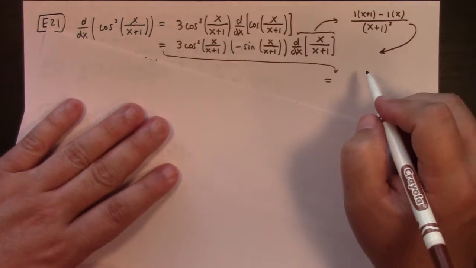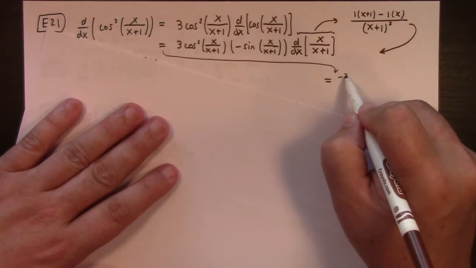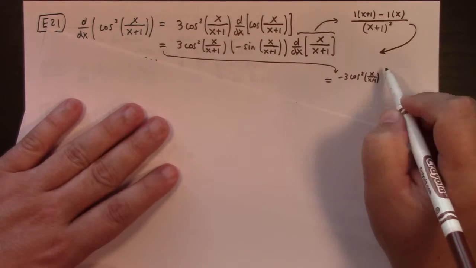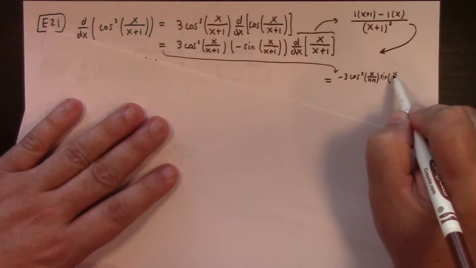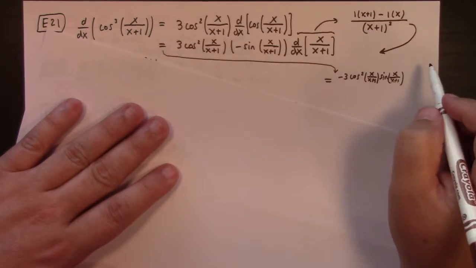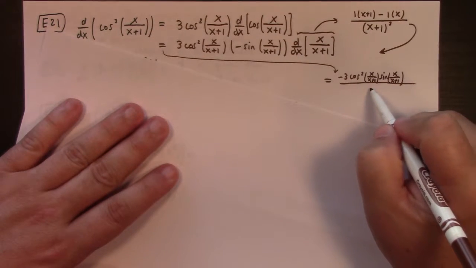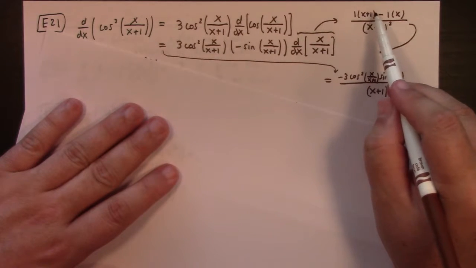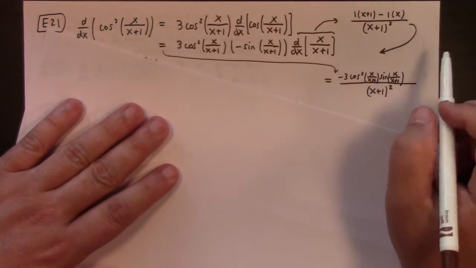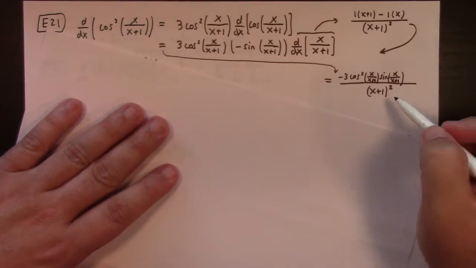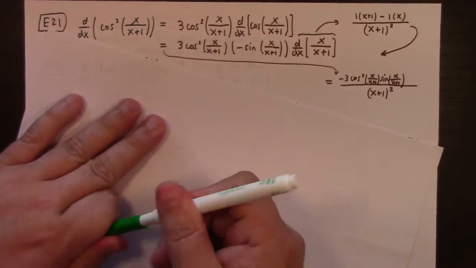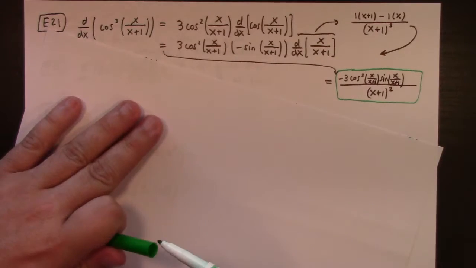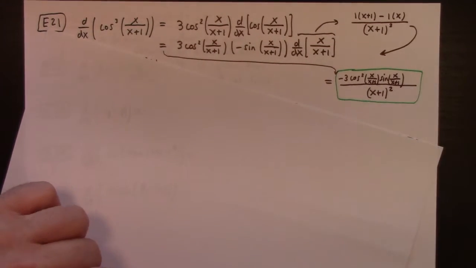Equals. Alright, so what we got is minus 3 cosine squared of x over x plus 1, sine of x over x plus 1. Let's see here, all divided by x plus 1 quantity squared. And let's see here, what's to simplify? This is x plus 1 minus x, otherwise known as 1. Oh, that's the answer. So there you have it. Oh, that's kind of cool.